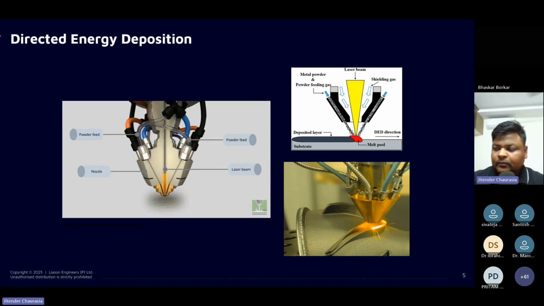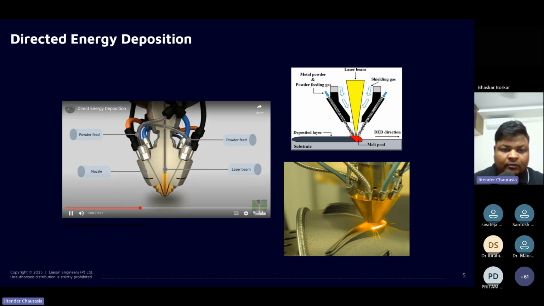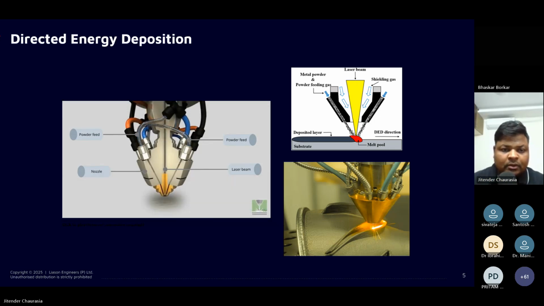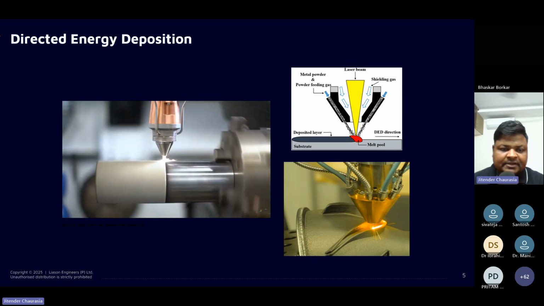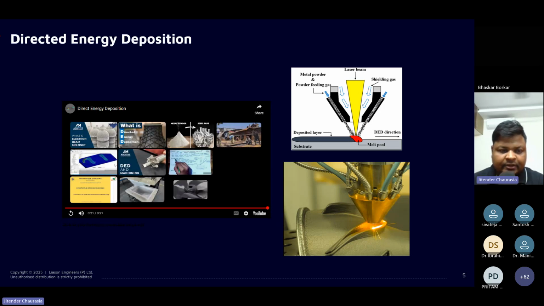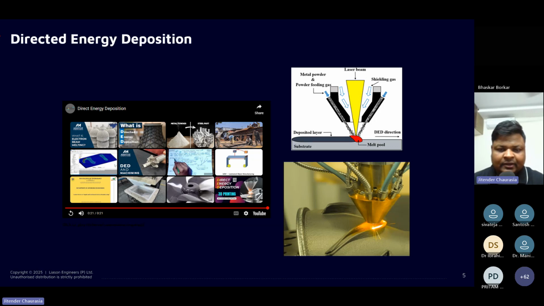So you can see you have a powder coming, and through the center, laser is coming and it melts it. So you can see the powder is coming through the nozzle, it melts it, and then you get the deposit. Okay, it's as simple as that, but don't worry, there are a lot of intricacies in between when it comes to the actual process.